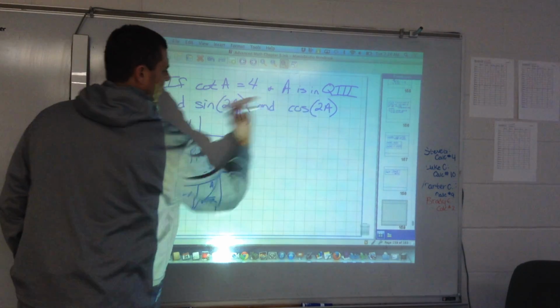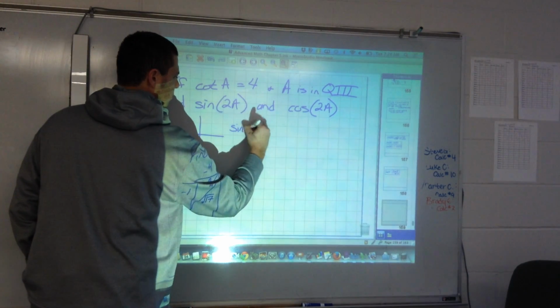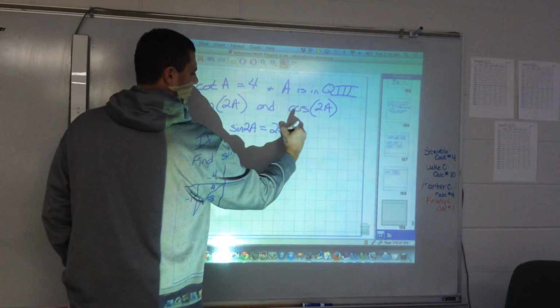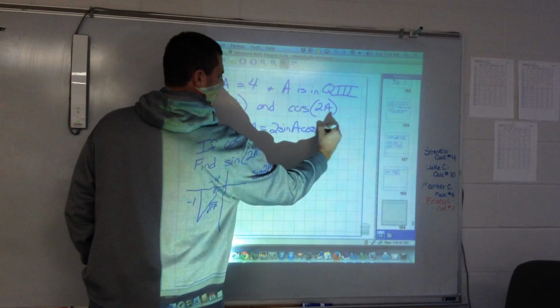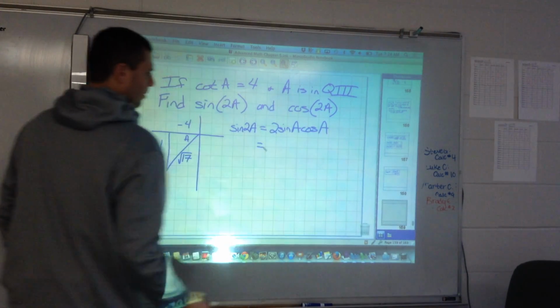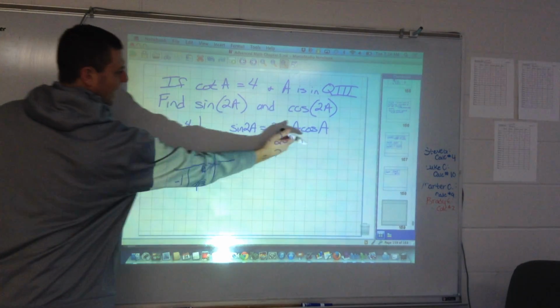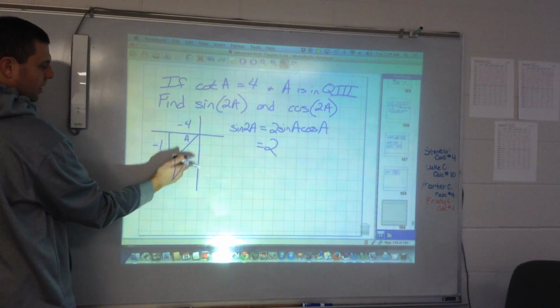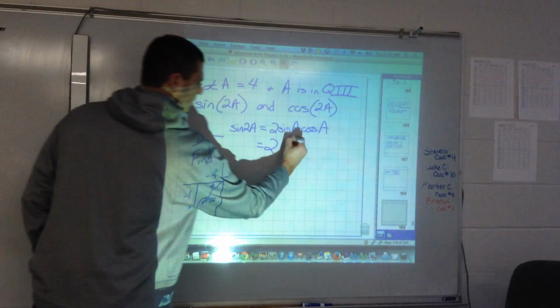Then, to find these answers, just simply use the double angle identity. The sine of twice an angle is 2 times the sine of A, cosine of A. Well, what's the sine of A equal in this picture? Sine is what? Opposite over hypotenuse, so negative 1 over root 17.